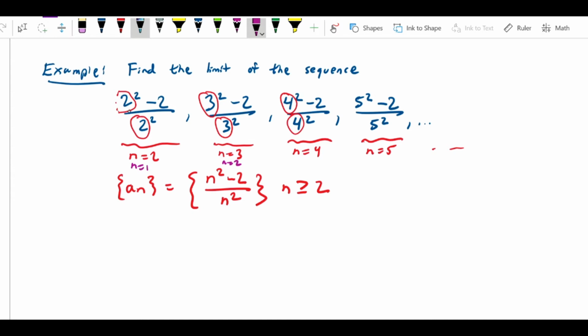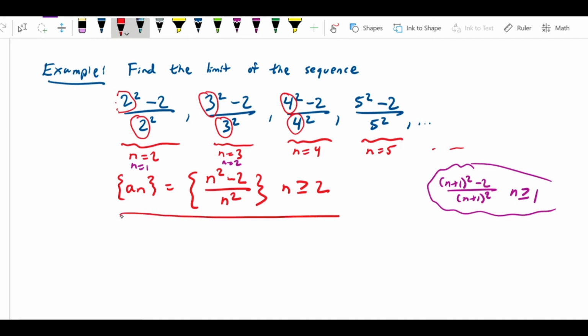case I could have just said this 2 is n plus 1, this 3 is n plus 1, 4 is n plus 1, because here 3 is just 2 plus 1, 2 is 1 plus 1. So I could have written it as (n plus 1) squared minus 2 over (n plus 1) squared for n greater than or equal to 1. And that's always the case, that there are always an infinite number of different ways that I could write the general term for a sequence, if only by changing where the index starts and adjusting the algebra accordingly, like I did here. But we're going to use this definition of the sequence.